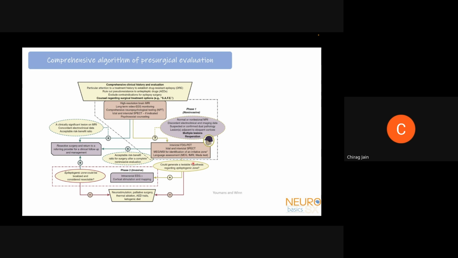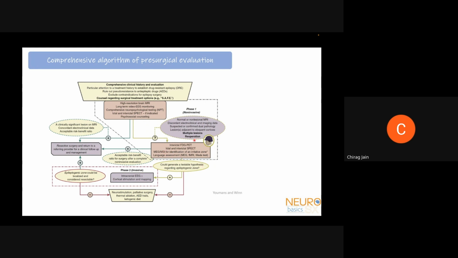you go on for your non-invasive evaluation with FDG PET, SPECT, MEG, fMRI, and VADA testing, all depending on what you're trying to find out. If you're trying to find out whether the lesion is in an eloquent area, you would do things like VADA testing and fMRI. If you're trying to find out where the epileptogenic zone is, you would do a PET, a SPECT, or maybe a MEG. Now, if with this you're able to figure out that the patient is a safe candidate for surgery, they can proceed to surgery.